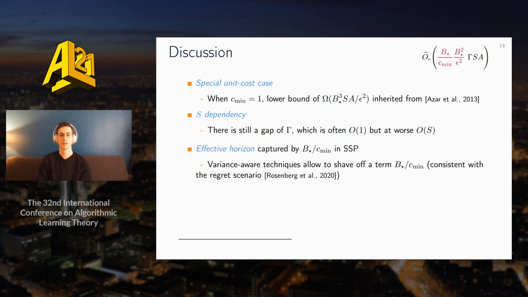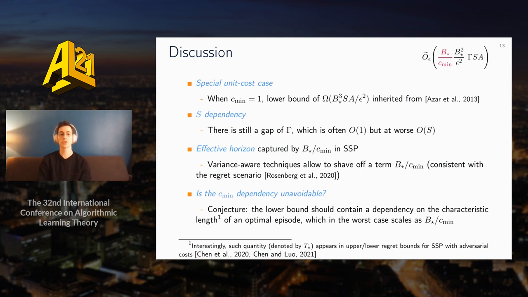We see in our bound the presence of a ratio B star over C min, which captures the effective horizon of a problem in SSP, since it corresponds to an upper bound on the expected goal-reaching time of the optimal policy starting from any state. And in fact, we see that variance-aware techniques allow to shave off a term B star over C min in the sample complexity bound, which is consistent with the improvement obtained in the regret scenario as shown by Rosenberg et al.